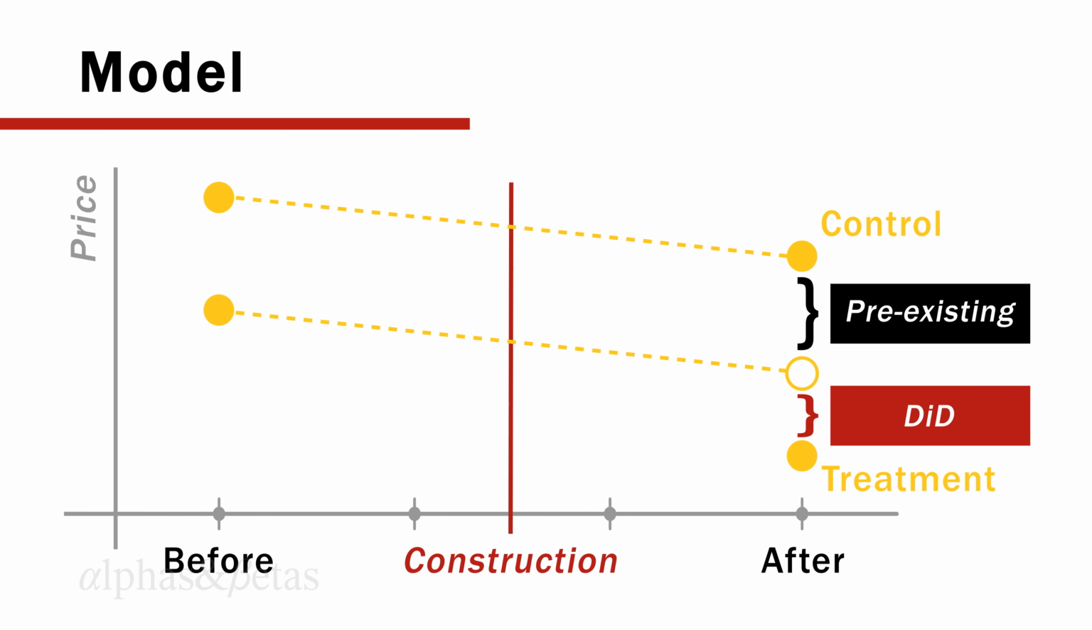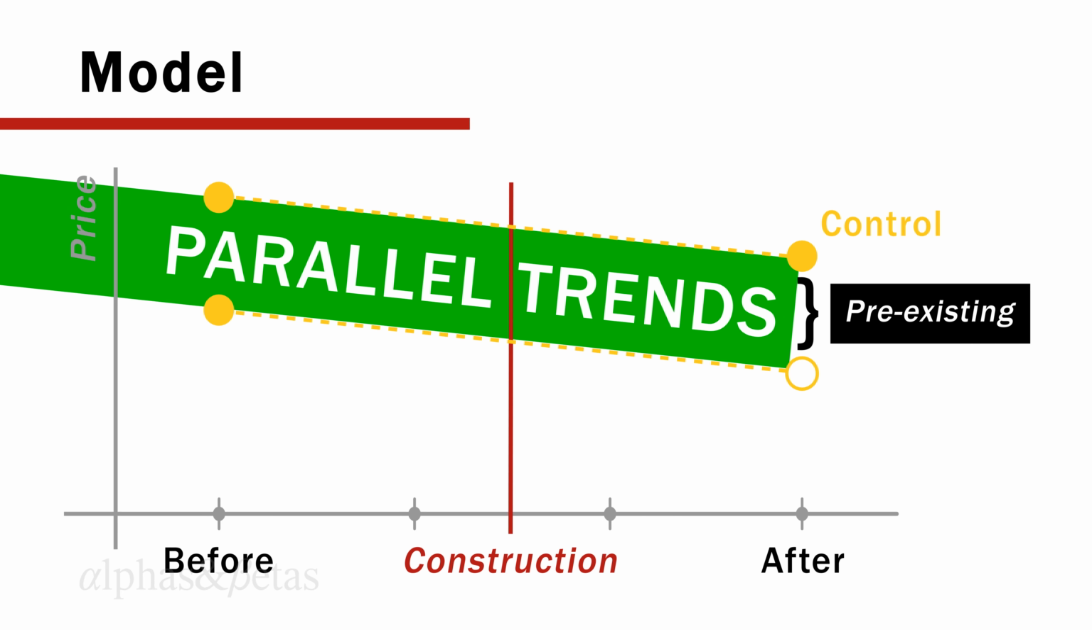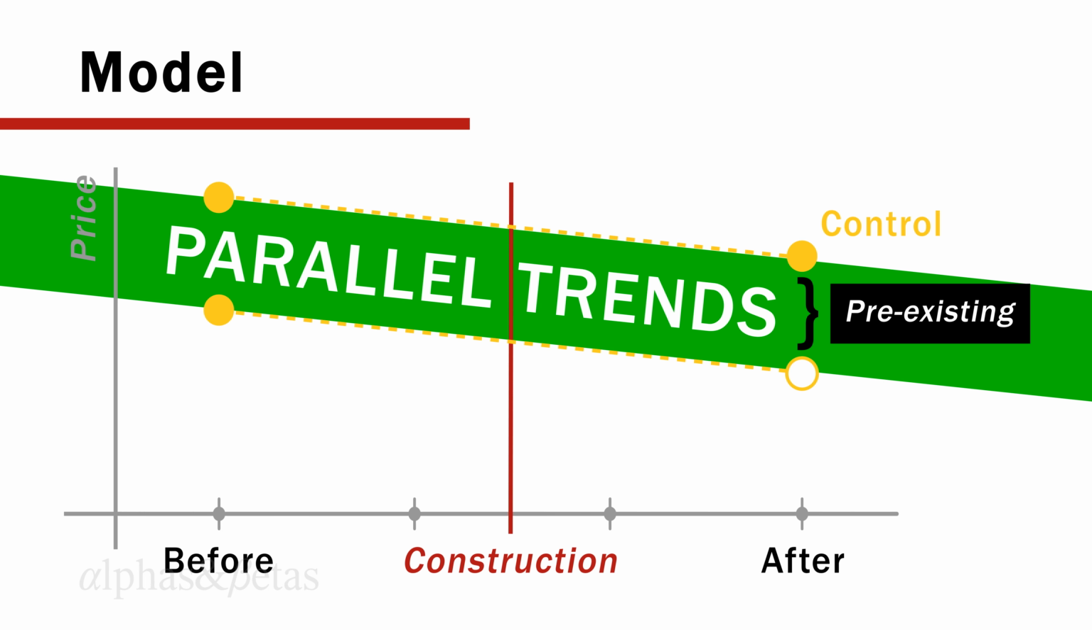The assumption in a DID model is that in the absence of the treatment, the outcome for the treatment group would have followed a path parallel to that of the control group. This is known as the parallel trends assumption. Therefore, we can attribute any change in the outcome for the treatment group after the treatment solely to the treatment itself and not to any other factor.